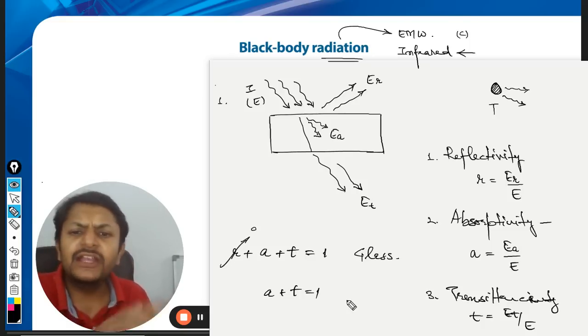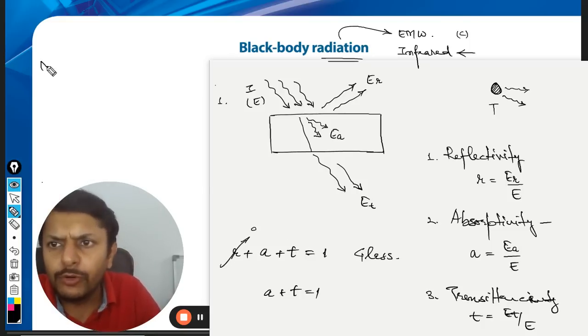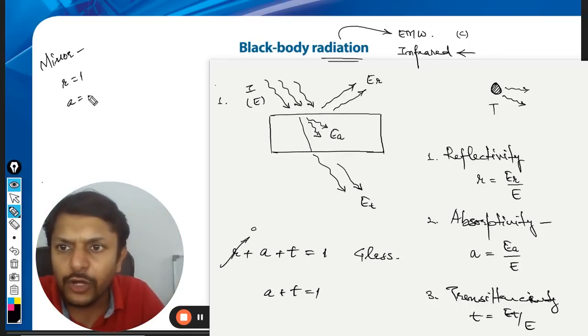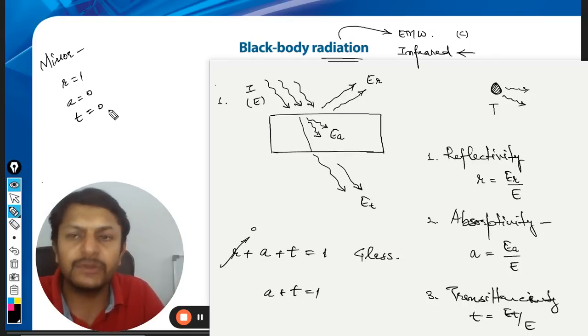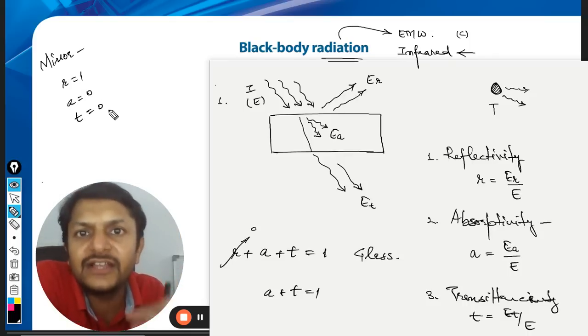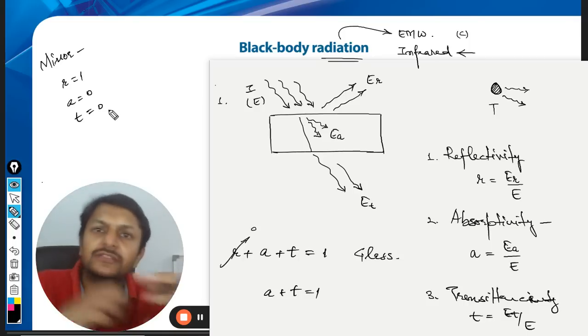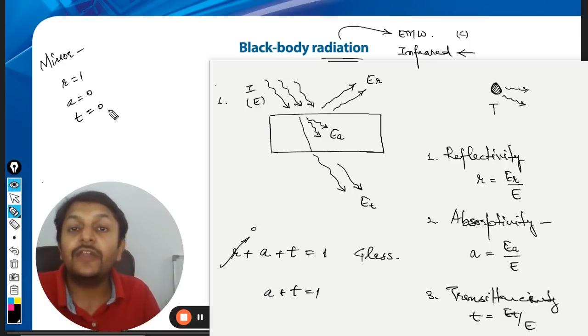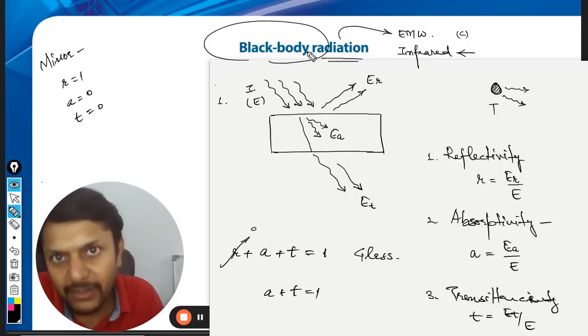Accordingly we can create many cases, like the mirror. For a perfect mirror, reflectivity is equal to 1; neither is it absorbing anything nor transmitting anything. So accordingly we can classify the type of body we are talking about. But in this topic we are going to study black body radiation.